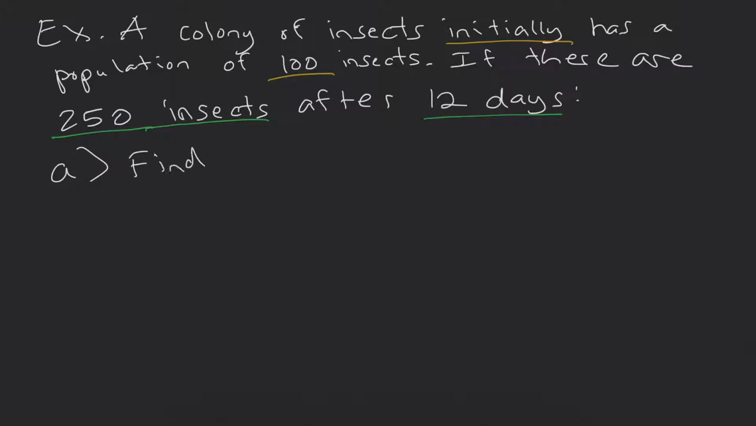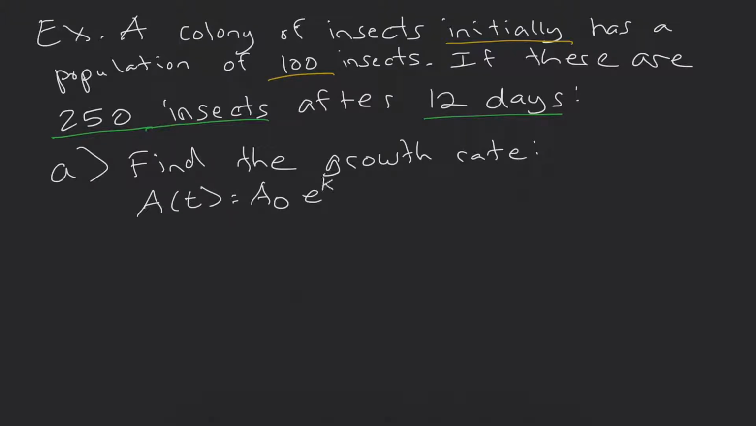Okay, so let's see here, part A. Let's go ahead and find the growth rate. In order to find the growth rate, I'm going to write down my formula: A of t is equal to A sub 0 times e to the kt. So we're trying to find k here, at least first. That's our goal on this particular problem, since we're trying to find the growth rate. We first want to find k.